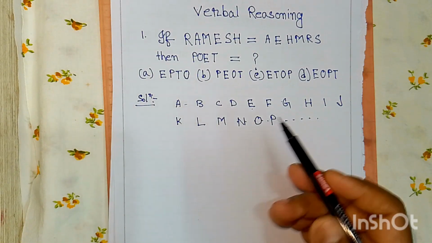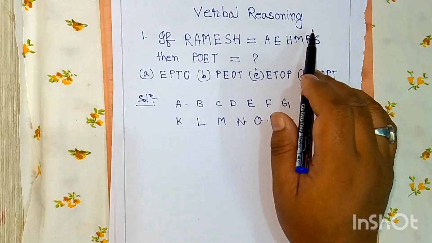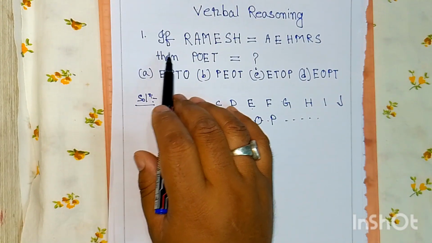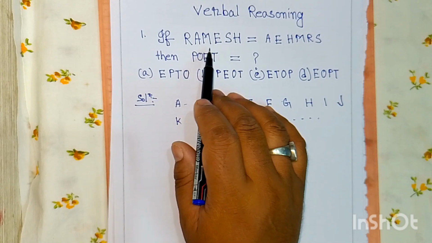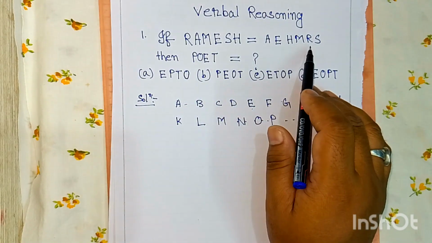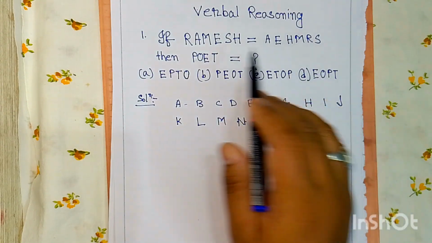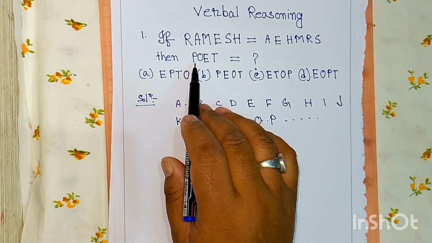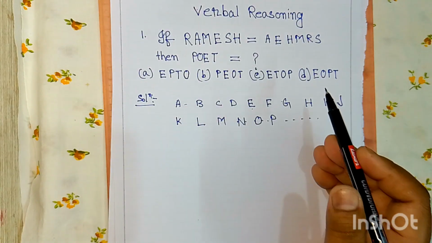Today we are going to present three types of verbal and reasoning questions. In the first question, this word RAMESH is coded as AEHMRS. Now the question is, what is the coded word of POET?